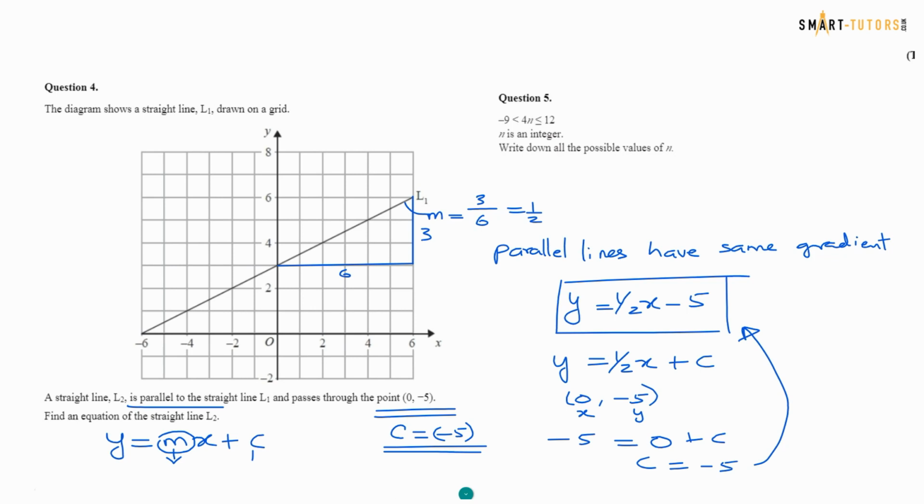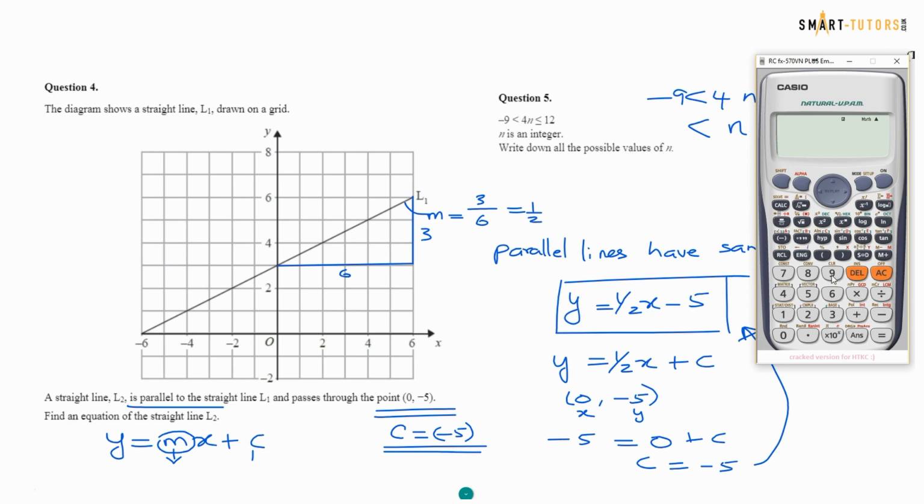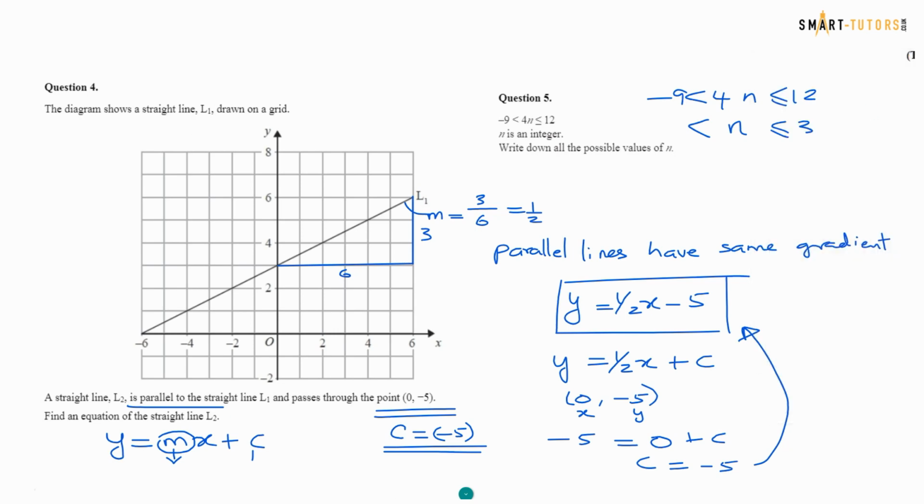Question number 5, -9 is less than or equal to 4n, which is less than or equal to 12. n is an integer, write down all the values. So I'm dividing everything by 4. So this is going to be n less than or equal to 3, and this one is less than or equal to -9 divided by 4. So 9 divided by 4 is 2.25. So this is -2.25.